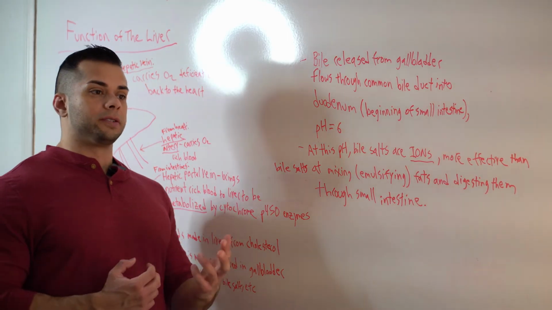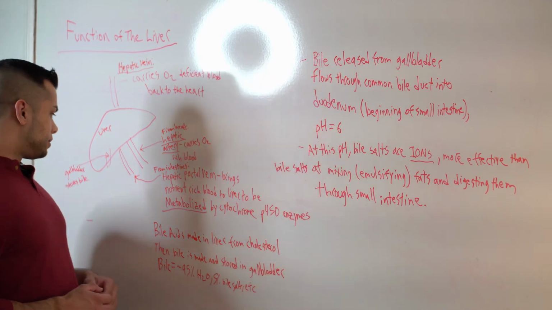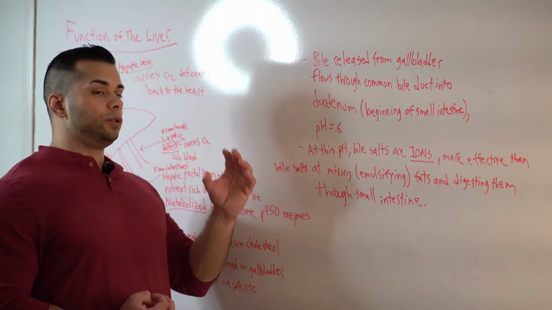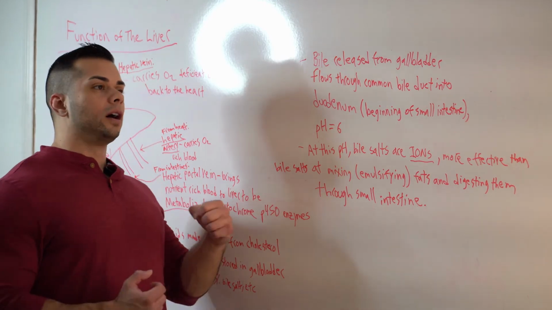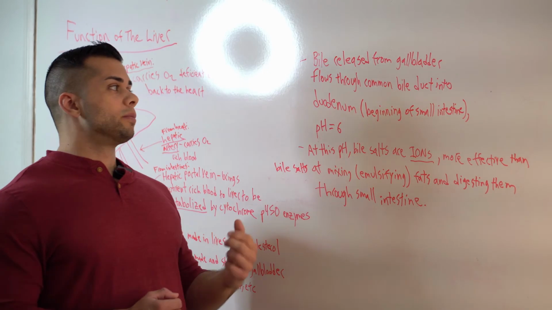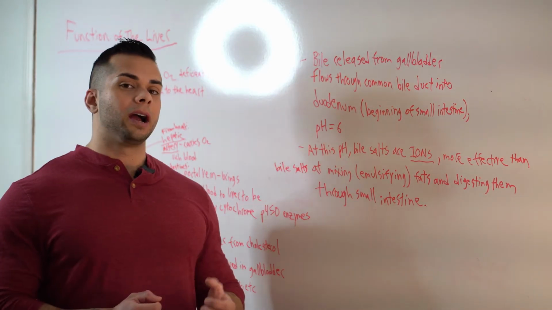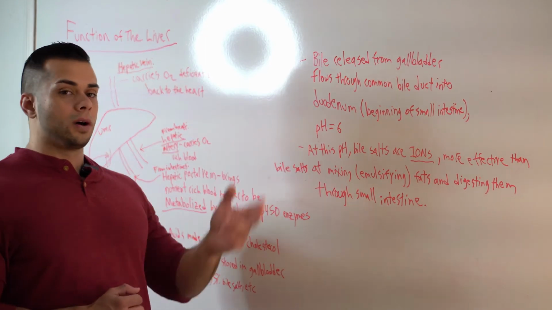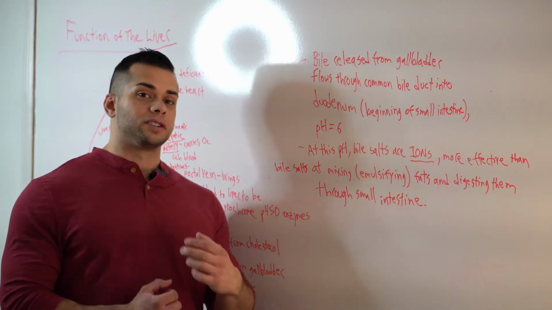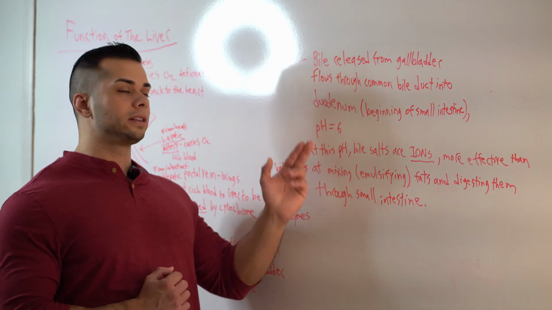So once bile is made from the liver, bile is then stored in the gallbladder, and then the gallbladder is sent a signal to excrete that bile to aid in digestion and things like that. So the bile then gets released from the gallbladder, flows through the common bile duct into what is known as the duodenum. This is the beginning part of the small intestine, basically. Okay, so this bile then enters the duodenum.